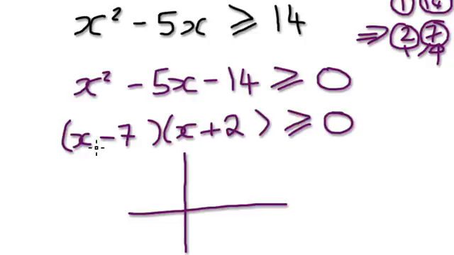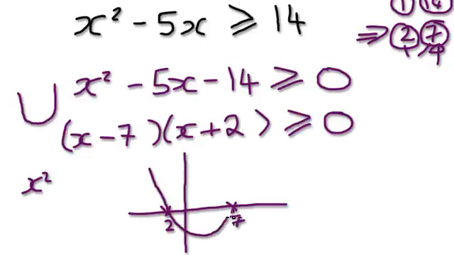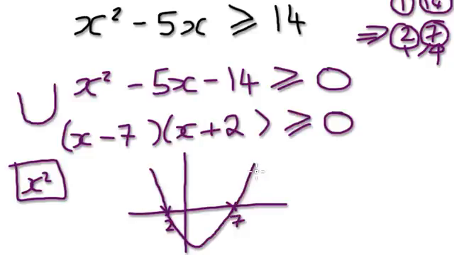Now let's just draw our graph so that we can see what's going on. One root will be positive 7 here. The other root being negative 2. This will give you a positive x squared, meaning that it will be a U like this, as opposed to a U like this, because it's a positive x squared. Anyway, our graph will look something like this.